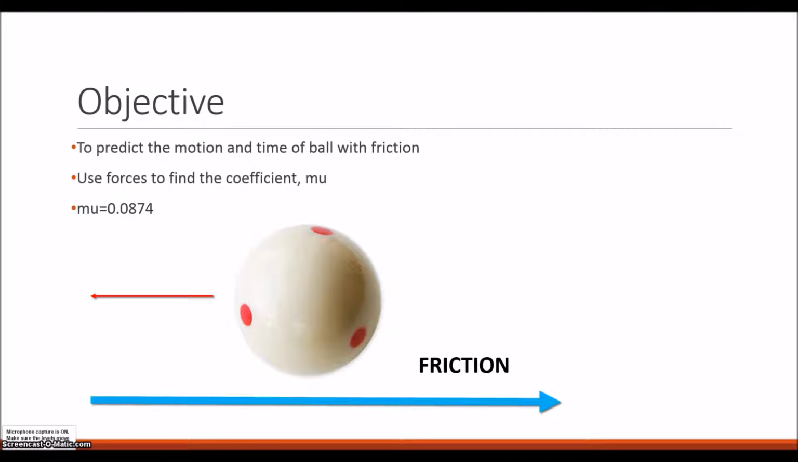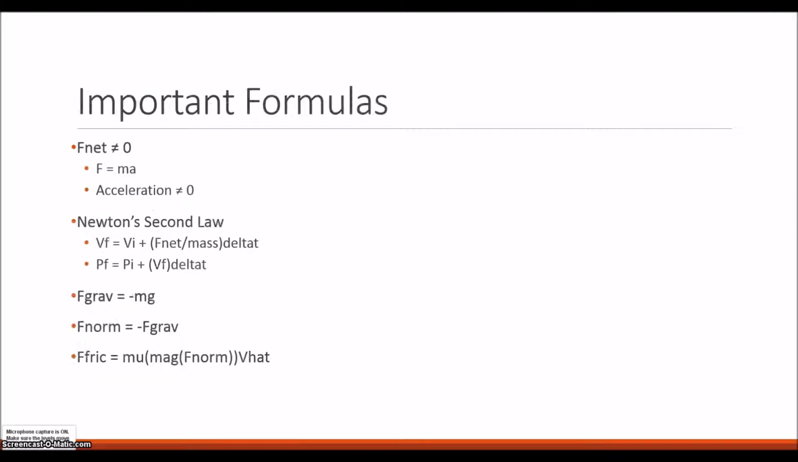What it comes down to is finding the coefficient mu for friction in order to predict the correct position, and mu was equal to 0.0874. Important formulas that we used in this lab were F net is not equal to 0 because acceleration is not equal to 0, because as the ball goes across the carpet it slows down and it stops. Because it stops, that means that there is acceleration. So that means that F net is not equal to 0.